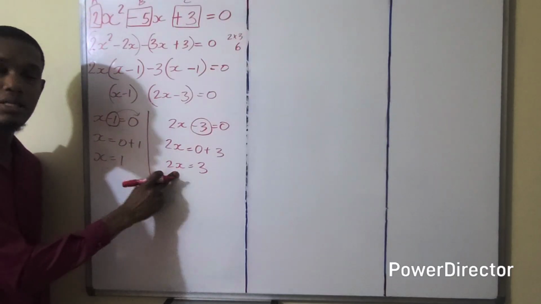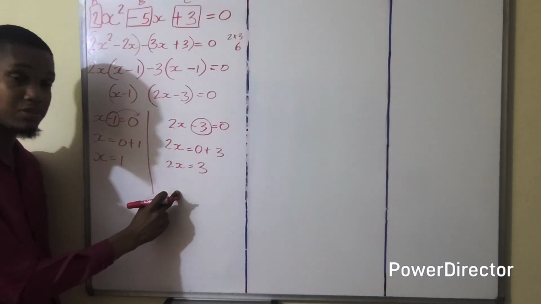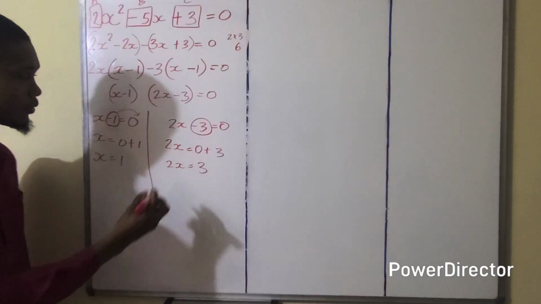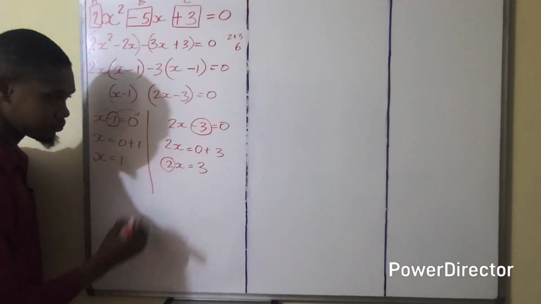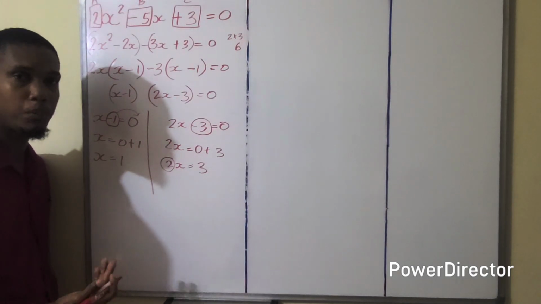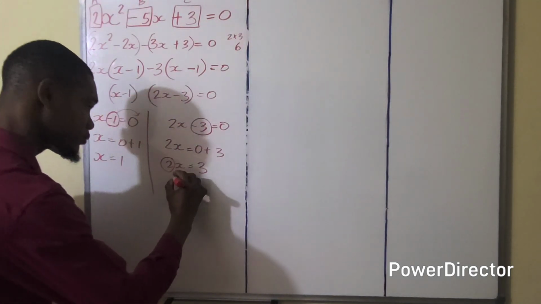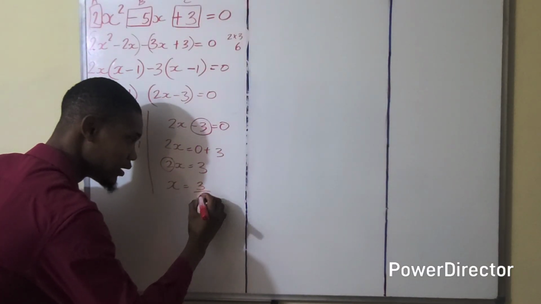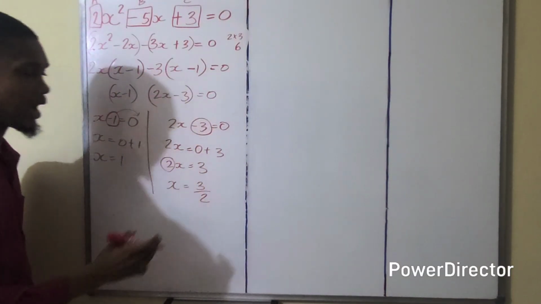So now you are still not yet at the place where x is by itself. So you need x to be by itself. So how do we get that? You get rid of the 2. Now the 2 and the x, they are multiplying each other, so you do the opposite, which is to divide. So you'll say x is equal to the 3 that was there first, divided by 2. And you can stop there.